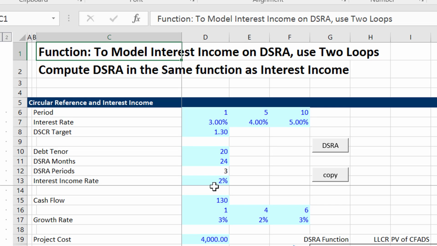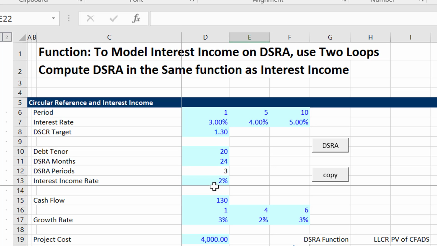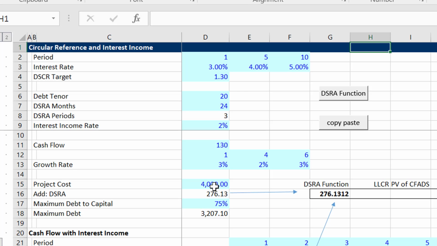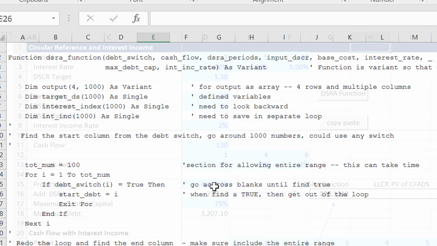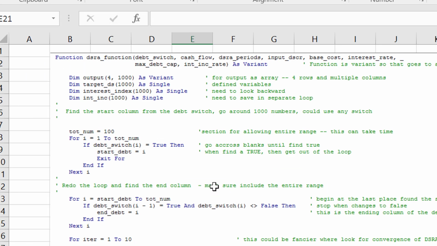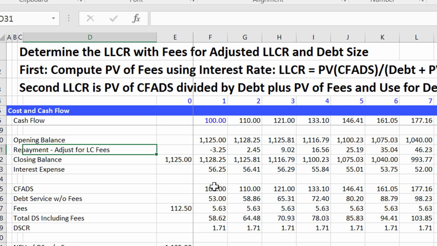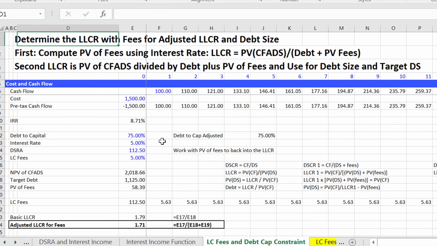Now, then it gets really painful, because then we say the DSRA might be affected. We might have a positive interest income. In fact, you might have a negative interest income rate. And if you're really being careful and accurate, you want to reflect that, and that creates another circular reference. I demonstrate how to do that with a function or a macro.